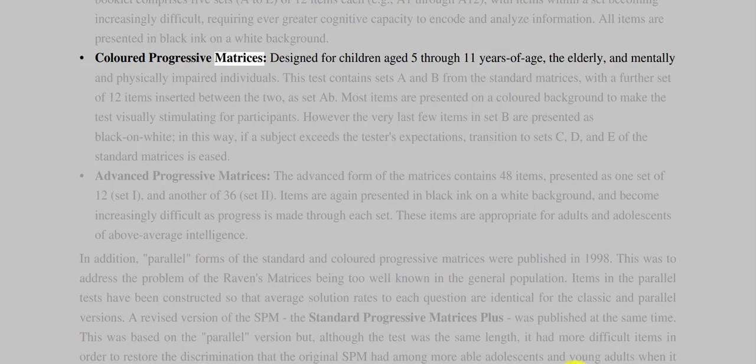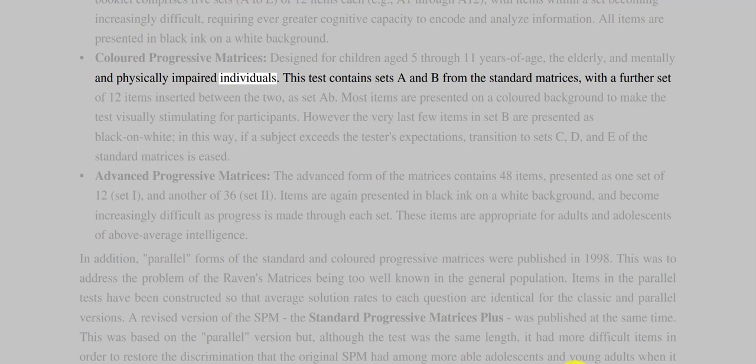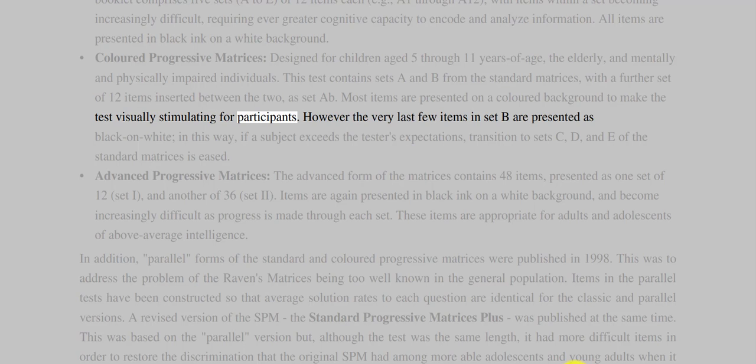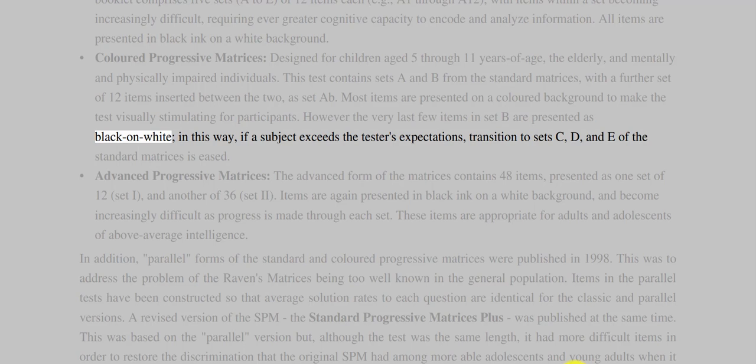Colored Progressive Matrices, designed for children aged 5 through 11 years of age, the elderly, and mentally and physically impaired individuals. This test contains sets A and B from the standard matrices, with a further set of 12 items inserted between the two, as set Ab. Most items are presented on a colored background to make the test visually stimulating for participants. However, the very last few items in set B are presented as black on white. In this way, if a subject exceeds the tester's expectations, transition to sets C, D, and E of the standard matrices is eased.